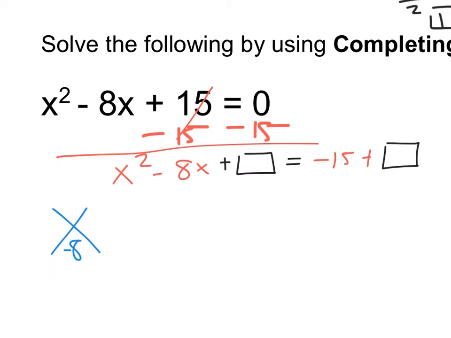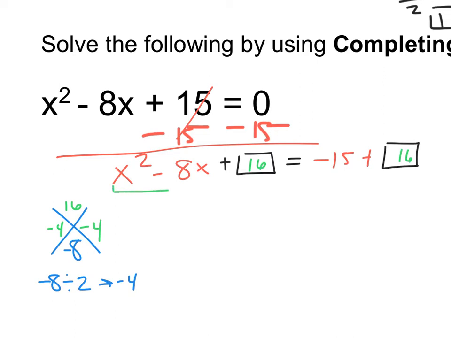Negative 8 divided by 2 is negative 4. So I have negative 4, negative 4. And then what's negative 4 times negative 4? 16. So I put a 16 in both squares.